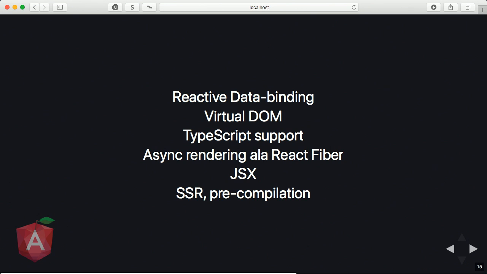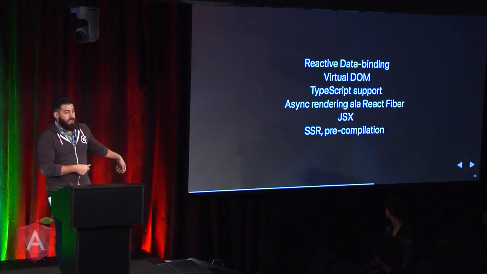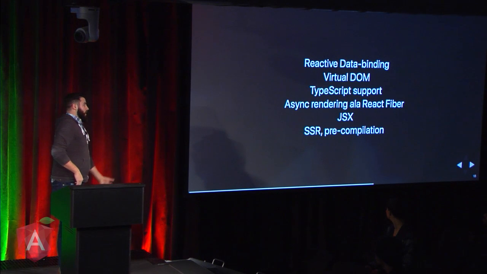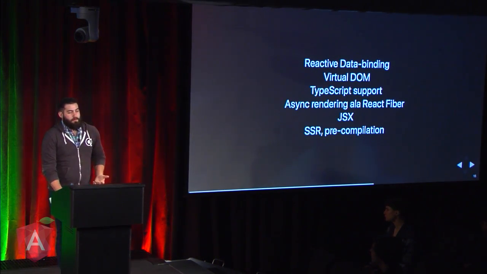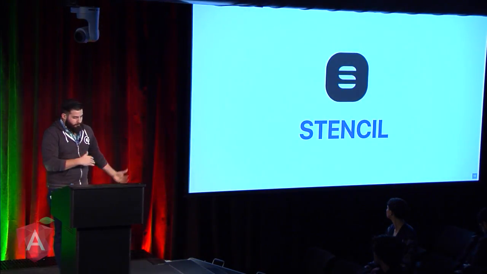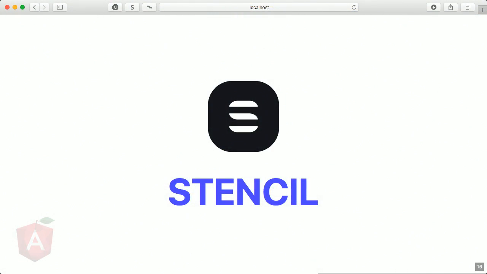What about something like virtual DOM? I hear that's what all the cool kids are using. JSX, React uses it. It must be perfect. Asynchronous rendering, that's actually really cool. Or server-side rendering, or even pre-compilation. If you don't know what that is, that's okay. It's still pretty new. All these cool things that we get from other frameworks like Angular, React, Preact, Vue. Web components just don't have that. That's where we built Stencil because we missed all those features and we wanted to add them back.